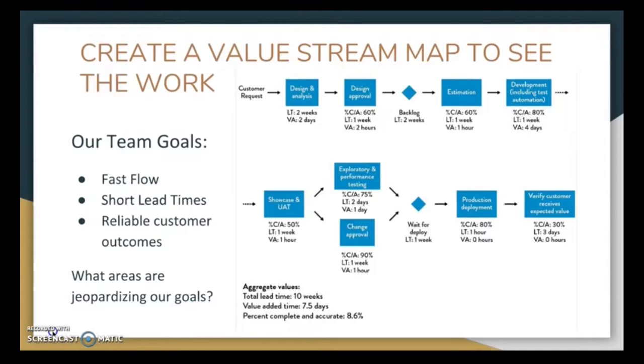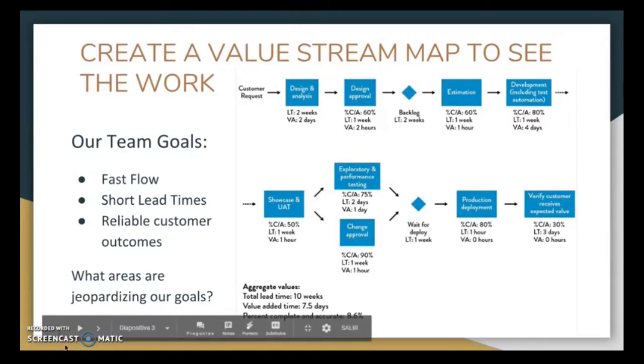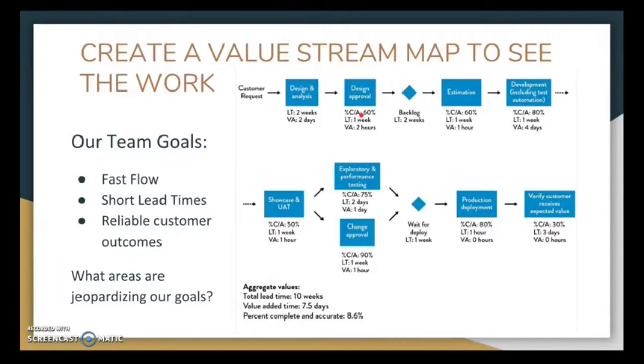Now that the value stream teams have been identified, the next step is to create a value stream map of how work is performed in the organization, starting with the customer request and moving through the value stream until it reaches deployment. This map can contain hundreds, if not thousands, of steps that are performed by hundreds of different people. Its main goal is to find out what areas are jeopardizing our goals of fast flow, short lead times, and reliable customer outcomes. The key areas that should be focused on are places where work waits for long periods of time and places where significant rework is received or created.